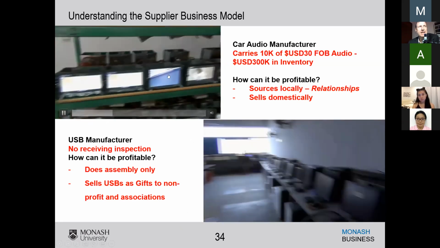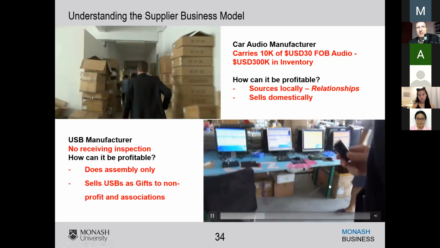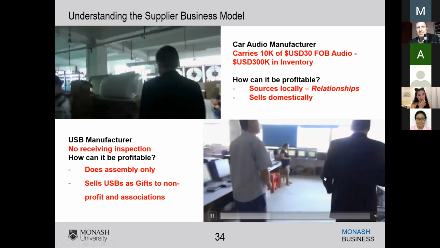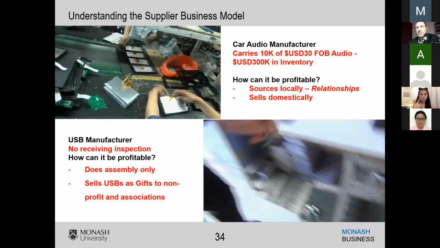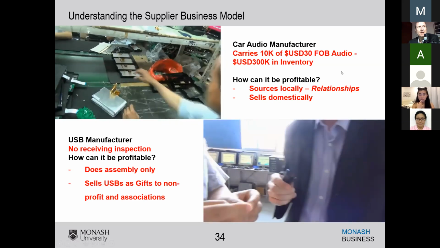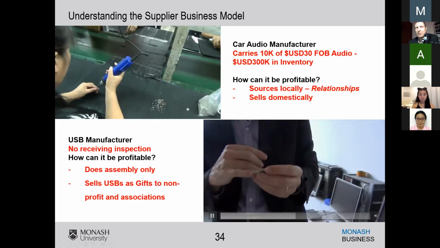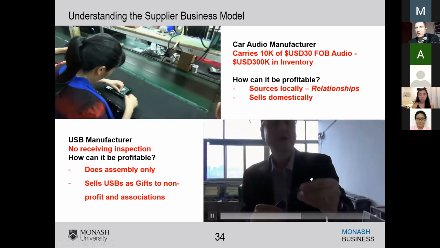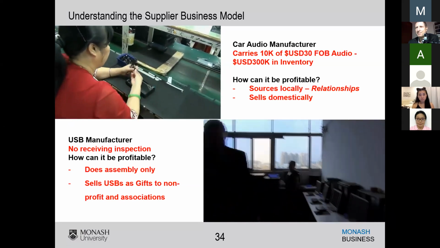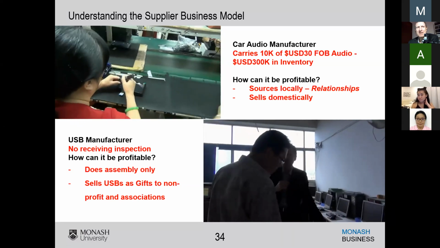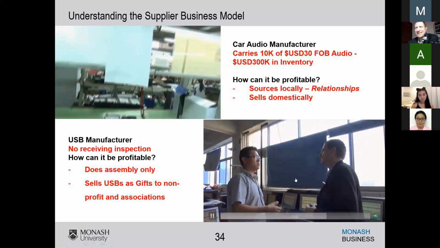Okay, the one at the top is making car audio equipment for car manufacturers. The one at the bottom is making, you guessed it, USBs for clubs and associations. They're both making money. They're both profitable. Which one do you think has a higher margin? The top one. Yeah. It's definitely a B2B relationship. The one at the bottom is just selling to clubs and associations. Actually, the one at the bottom doesn't really care about the quality of their product. Do you know why? It's only a gift. If you get a USB as a gift and it doesn't work, are you going to complain? No. So that's a good business to have, isn't it? To make a product that no one complains about.